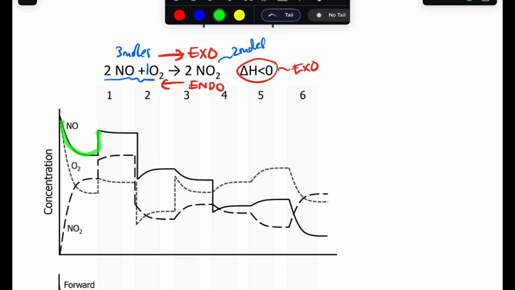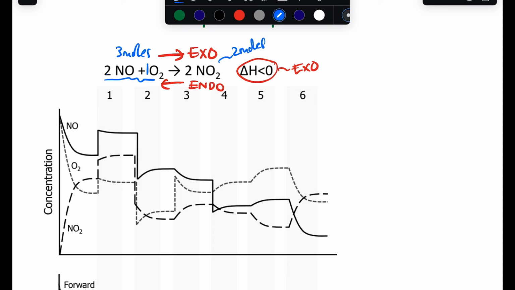This one is the nitrogen oxide, and this is the oxygen, and then the product will be nitrogen dioxide. From the beginning, we have a high concentration of the reactants, the nitrogen oxide and the oxygen. Before the reaction started, the concentration of the product, the nitrogen dioxide, is 0. As the reaction starts, the reactant concentrations decrease, the product is formed, and its concentration gradually increases up until both reactants and products are at equilibrium.